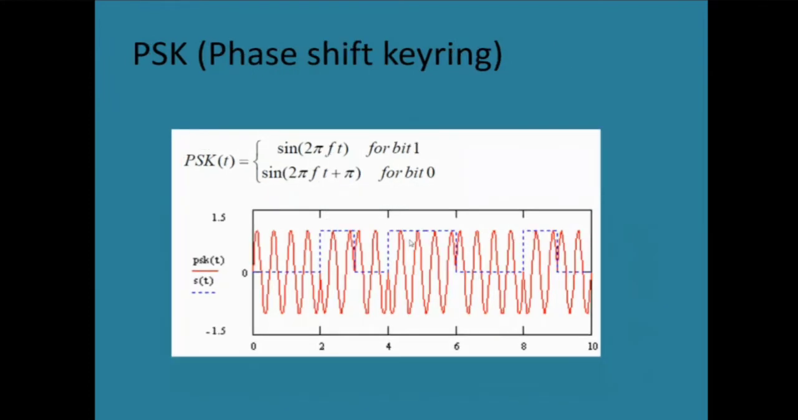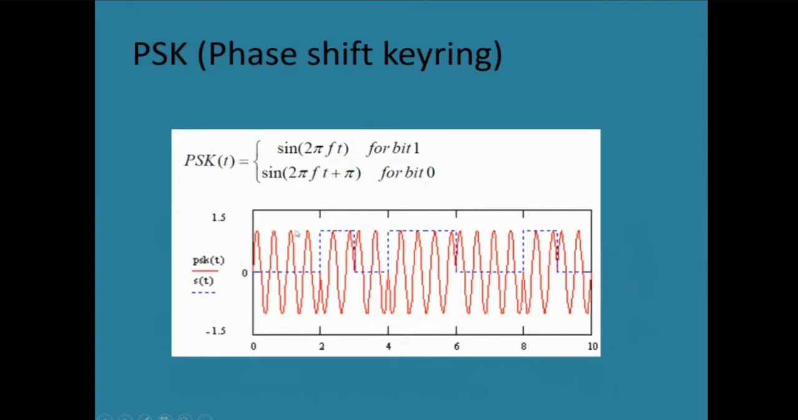Next, the phase shift keying technique. Here, the phase of the carrier signal alone varies. Here we have two phase shifts, 0 degree phase shift and 180 degree phase shift. For binary digit 1, it will allow 0 degree phase shift, so there is no phase shift, sine 2 pi ft, for binary bit 1. For binary bit 0 there is a 180 degree phase shift, that is plus pi.